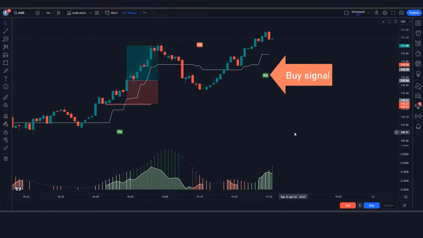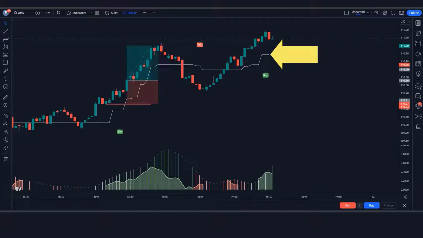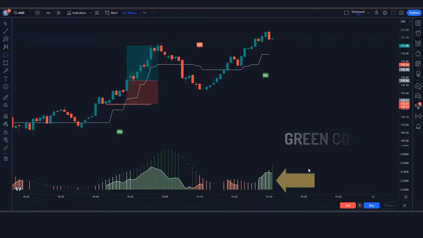Here the power trend indicator gives us the buy signal. Here the power trend indicator market above the trend line. Here the AIR Vortex ADX indicator green color. Here the market has made a bullish candle to give confirmation.